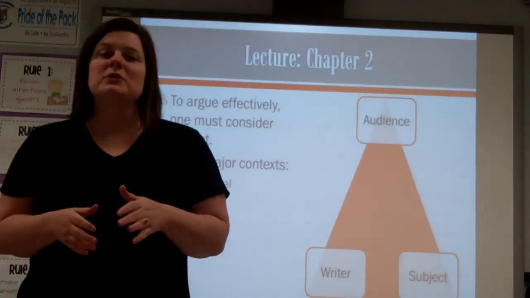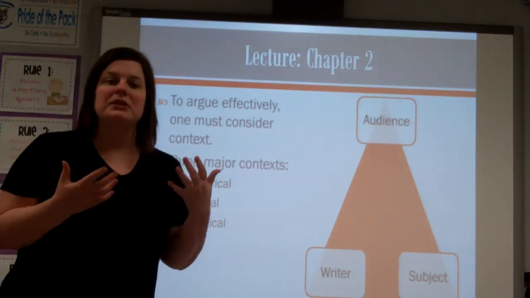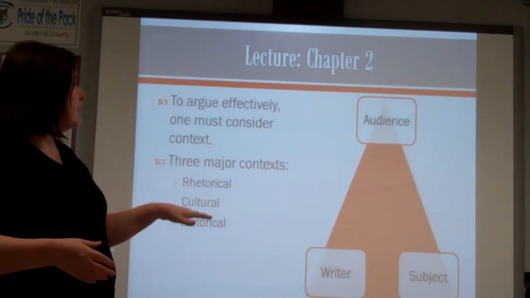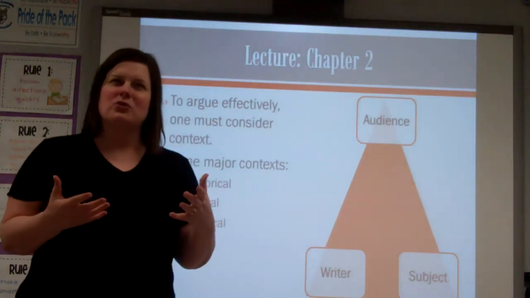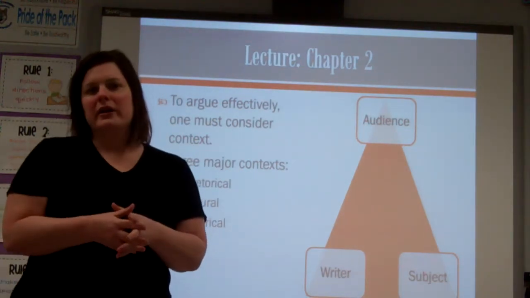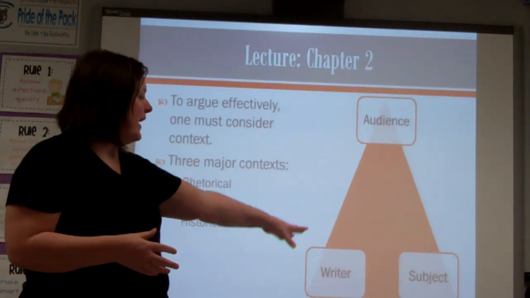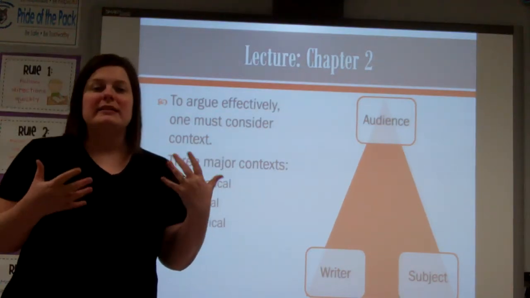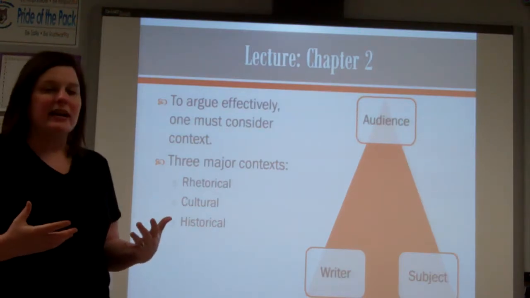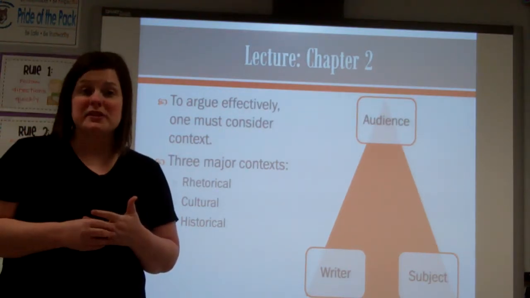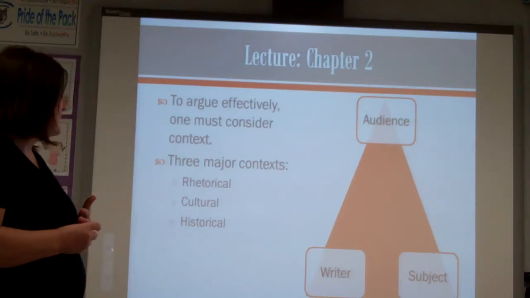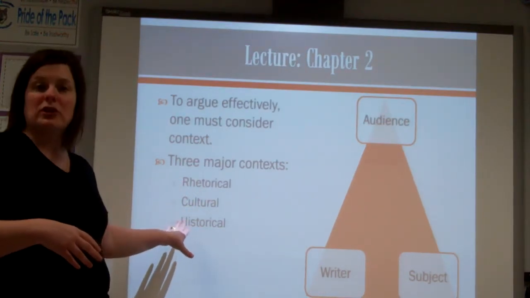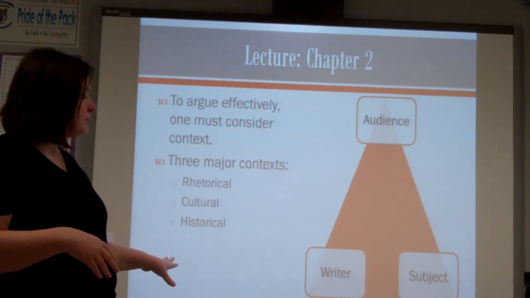Chapter 2 deals with the context of the material that we are writing. In order to argue effectively, one must consider the context or the environment in which the argument is happening. And there are multiple factors to consider, as you can see. In the case of your textbook, they identify 3 major contexts that it is wise for a writer to consider when they are writing a piece. Those 3 major contexts are rhetorical, cultural, and historical.